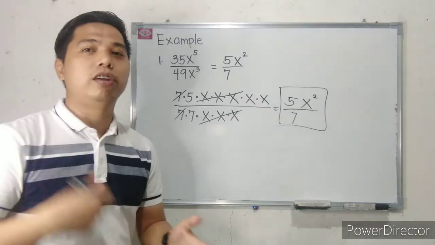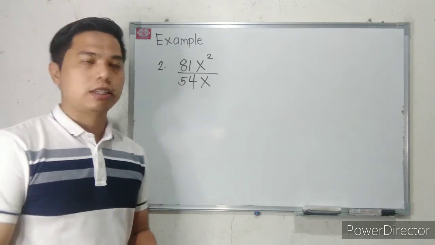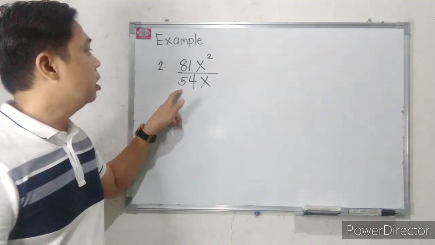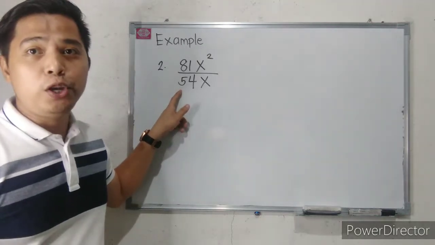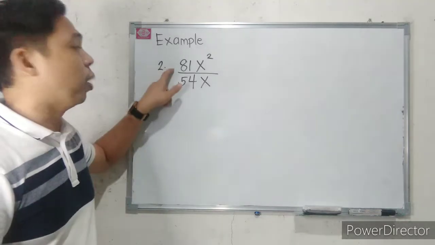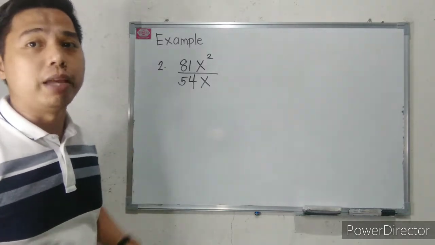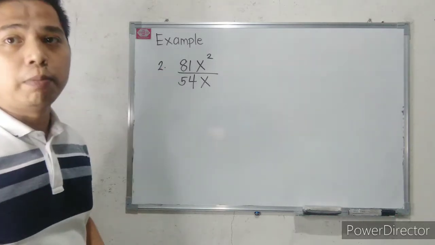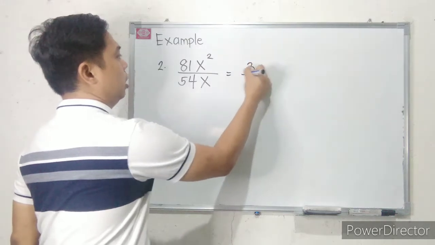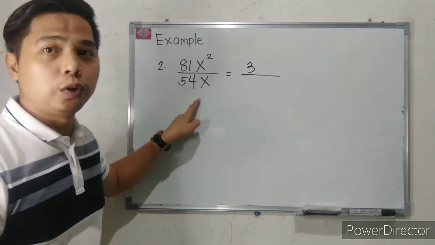Let's have another example for simplifying rational expressions. For our second example, class, we have 81x squared over 54x. So, let's take a look at our numerical coefficients. So, 81 and 54. We know, class, that 81 and 54 are both divisible by 27. So, 81 divided by 27 is equal to 3. Next, 54 divided by 27 is equal to 2.